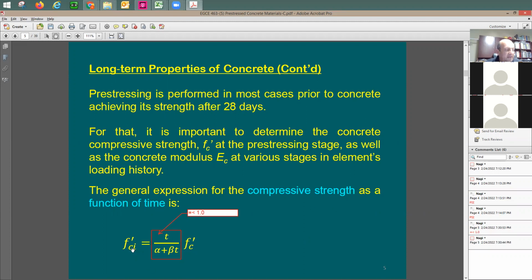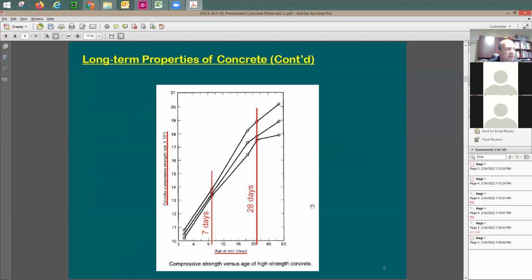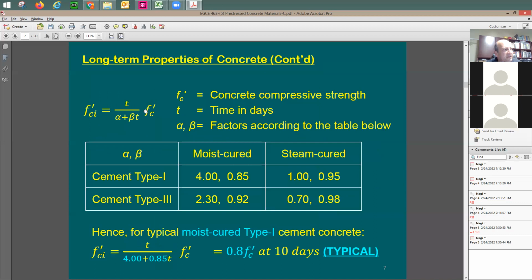So F prime CI is going to be equal to something multiplied by F prime C. In our case here, 4,800 is going to be equal to something multiplied by 6,000. This is the reason I said this has to be less than 1. T is going to be the age. The same T is also going to be the age. Alpha and beta are factors that depend on, I'm going to come to it. Here are the alpha and beta values, factors according to this table here. It depends on the cement type.